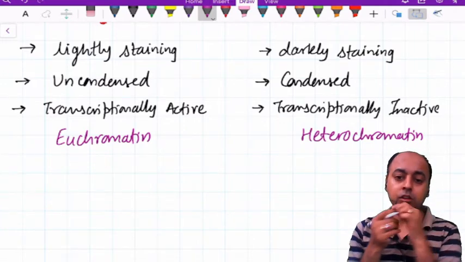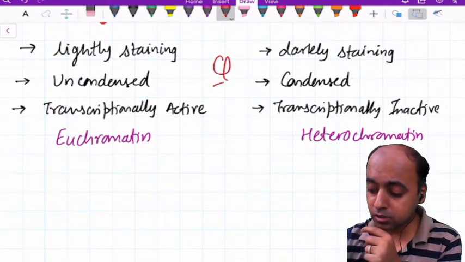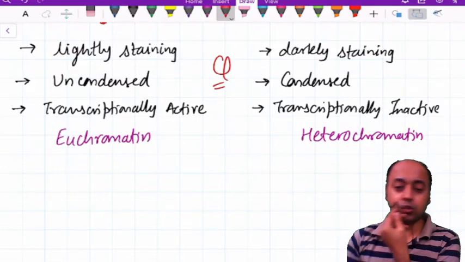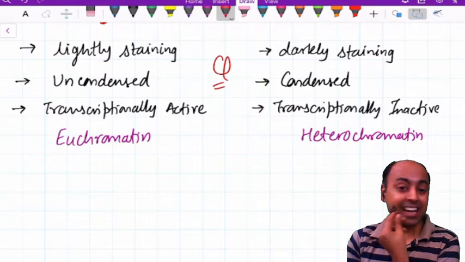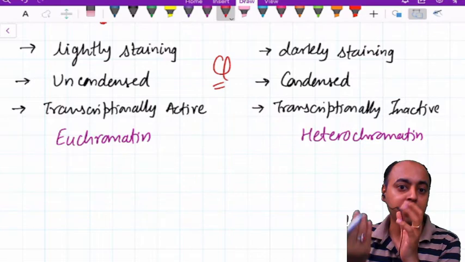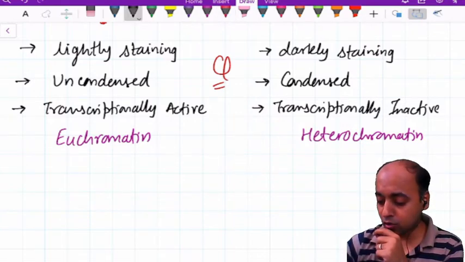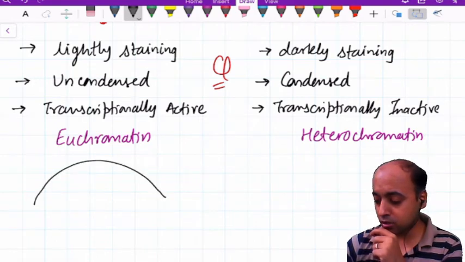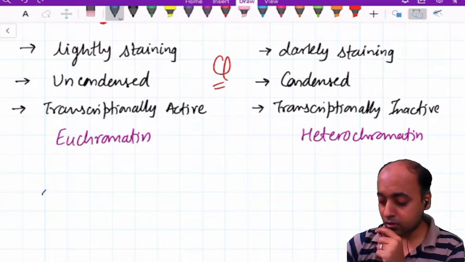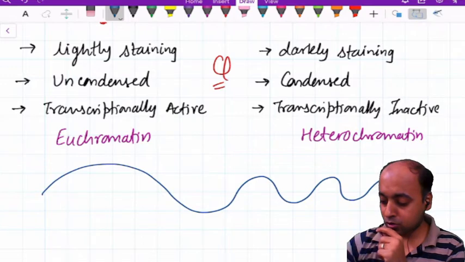So the euchromatin and heterochromatin commonly come as the question: write the differences between the euchromatin and heterochromatin. In addition to the points, you can draw the diagram also, that in the euchromatin the strands are separated and it will be uncondensed, and you can also show the ongoing transcription. I'll draw the diagram here again. So you can draw it like this.